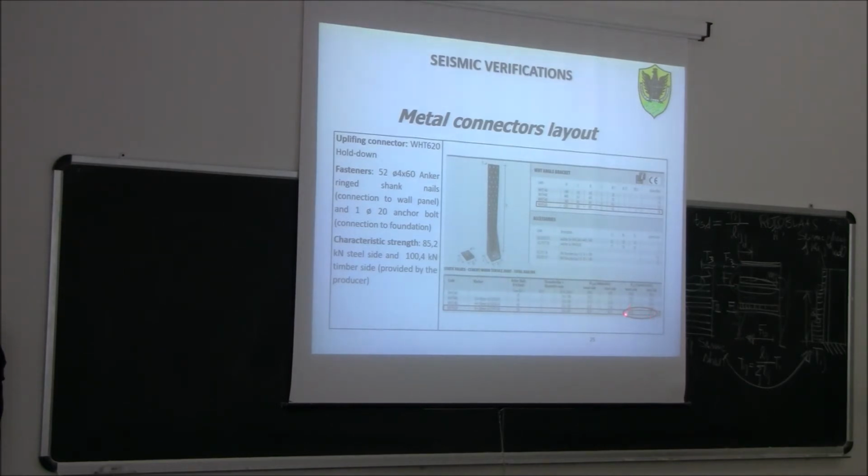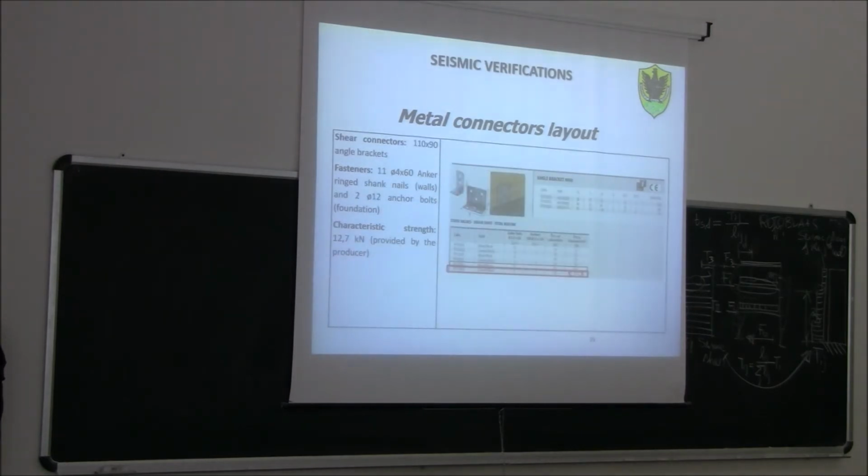So this one is related to the failure of this connection. This other one, 85.2, is related to the failure in this neck area of the plate. Okay, basically failure for tension. So we already got the value that we need. Then we need to choose a shear connector.